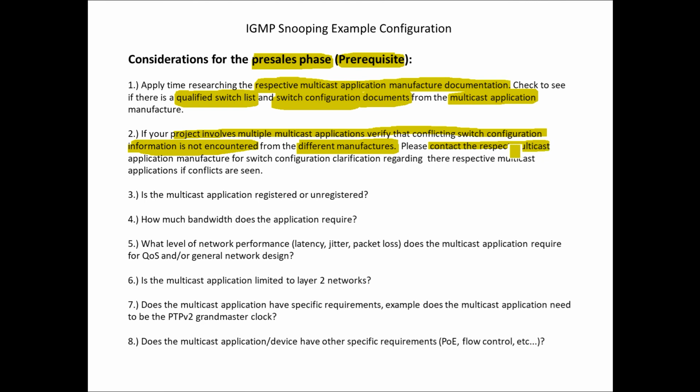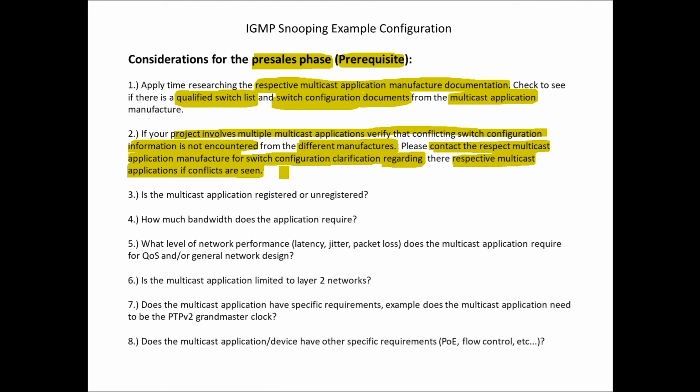Why is there a specific configuration requirement either on a switch port level or something that's more global regarding IGMP snooping, etc.? Because there could be specific caveats respective to the multicast application that it requires, and it may be in direct conflict with the other multicast application. And in that case, the combination of the 2 or more multicast applications may not actually work as you intend in a deployment. So this is something that we definitely want to try to hash out in the pre-sales phase.